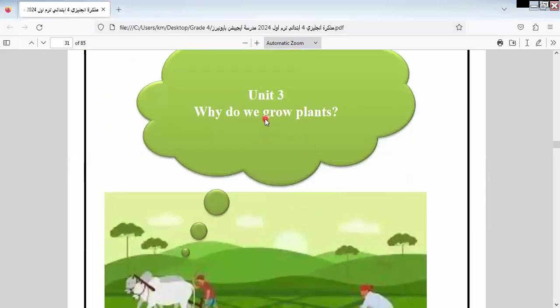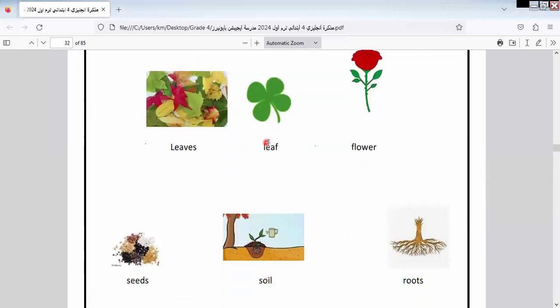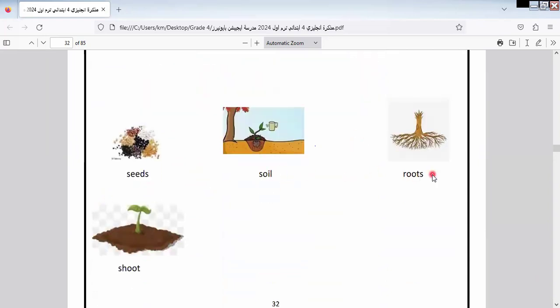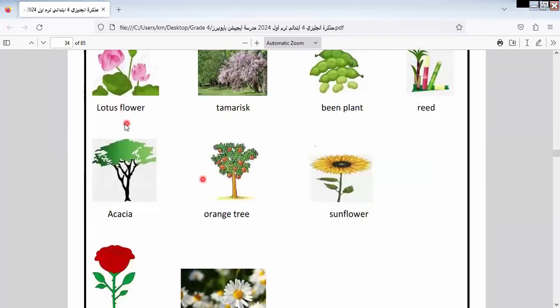Here is unit 3. This is the last unit that I explained today. I will make a quick revision. Here we have leaves, leaf, flower, seeds, soil, roots, shoot. We took here lotus flower, tamarisk, bean. Bean here is a misprint. It will be B-E-A-N. Okay, it's wrong. Okay, reed.